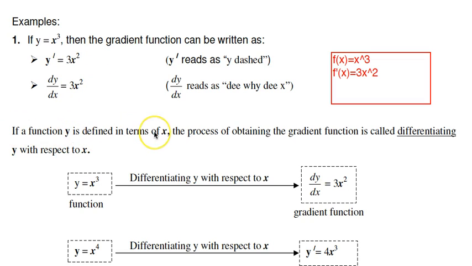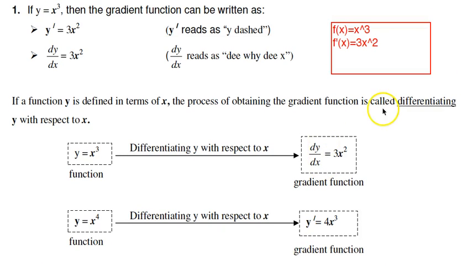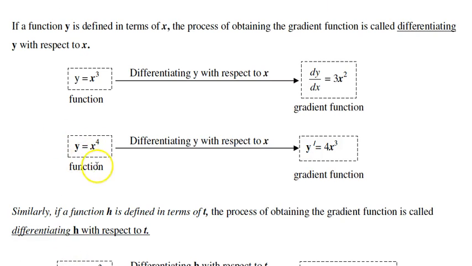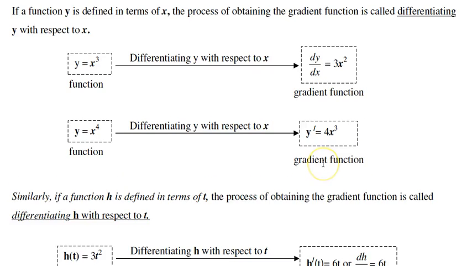All right? So if a function y is defined in terms of x, that could be like y equals 3x squared plus 5x. That's y is defined in terms of x. Then the process of obtaining the gradient function is called differentiating y with respect to x. So here's my original function, y equals x cubed. If you differentiate y with respect to x, you get dy dx is 3x squared. Or I could have written y dashed is 3x squared. Or if you've got y equals x to the power of 4, that's your original function. If you differentiate that with respect to x, we get that y dashed is 4x cubed. That's your derivative function or your gradient function.